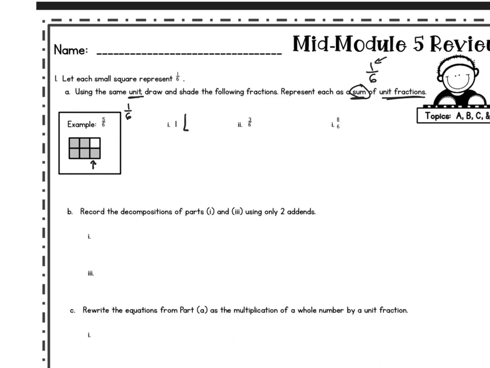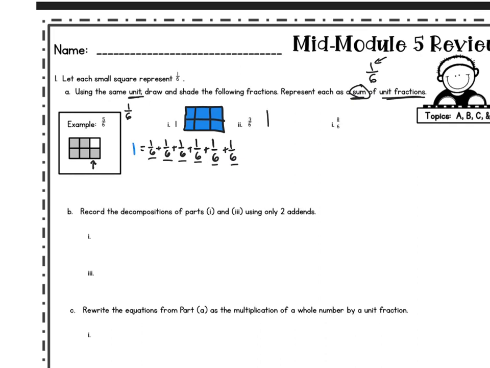So for 1 whole, I can just draw a little area model here, and I am going to shade in 1 whole, or each of the 6 equal parts. And to represent that as a sum of unit fractions, I'm going to write my addition sentence. So 1 equals 1/6 plus 1/6 plus 1/6 plus 1/6 plus 1/6 plus 1/6. So 1/6 6 times. And so that is a sum of the unit fractions. These are all unit fractions.